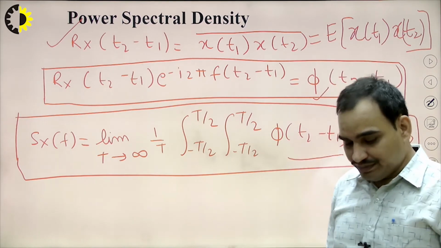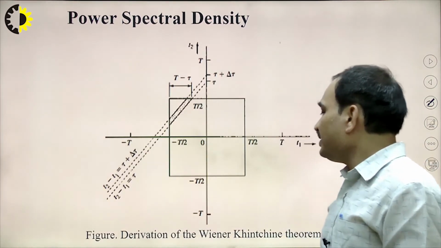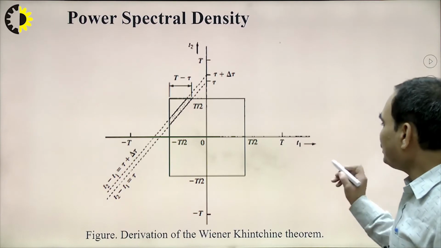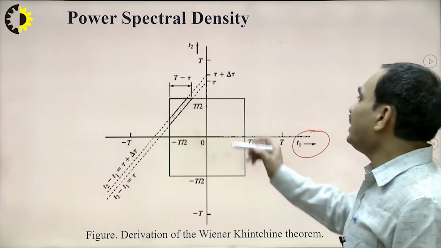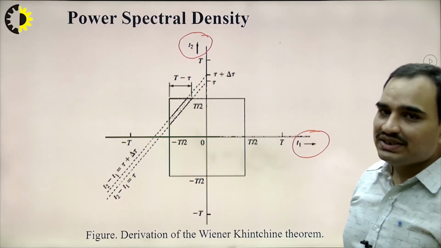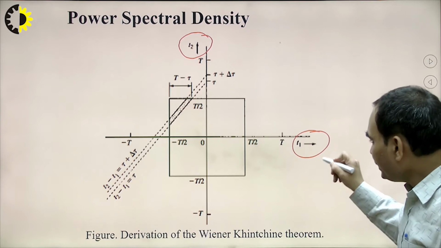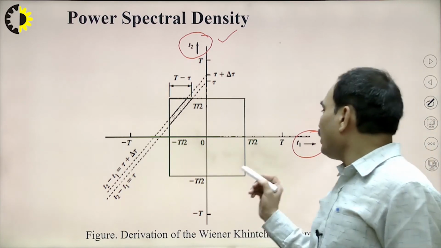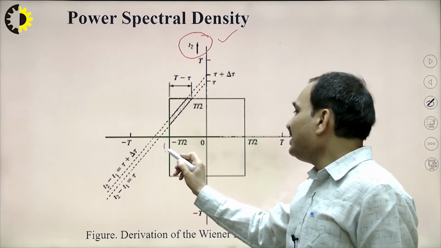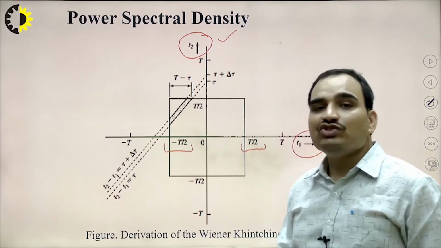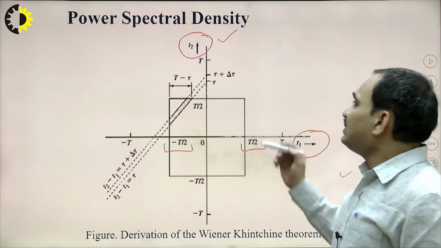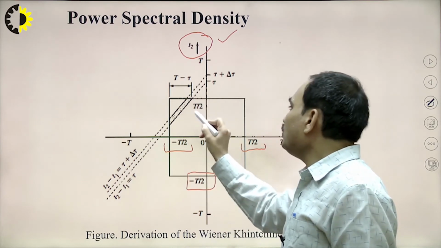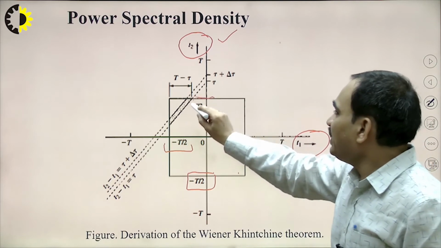We'll prove it further. As we can see from the figure, we are deriving the Wiener-Khinchin theorem. For this, we have defined two time instants, t1 and t2, on the two axes of the coordinate system. Here we are plotting t1 and here we are plotting t2. The time duration for the time instant t1 is from minus t by 2 to plus t by 2. That is the range of the integral. The time instant t2 again has the range from minus t by 2 to plus t by 2, so again we have the second integral.